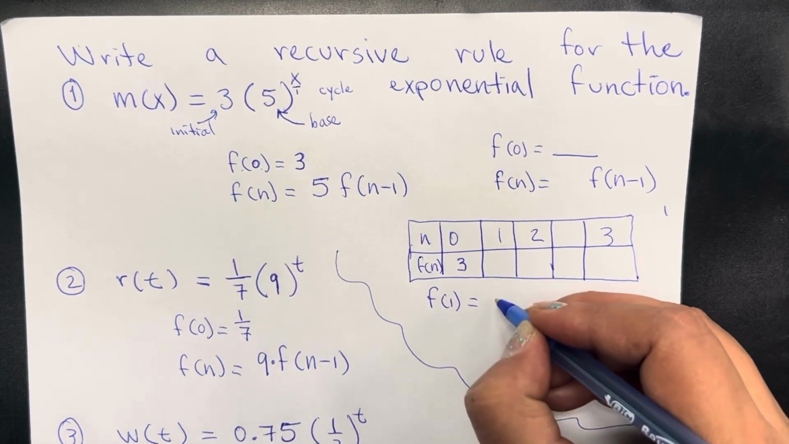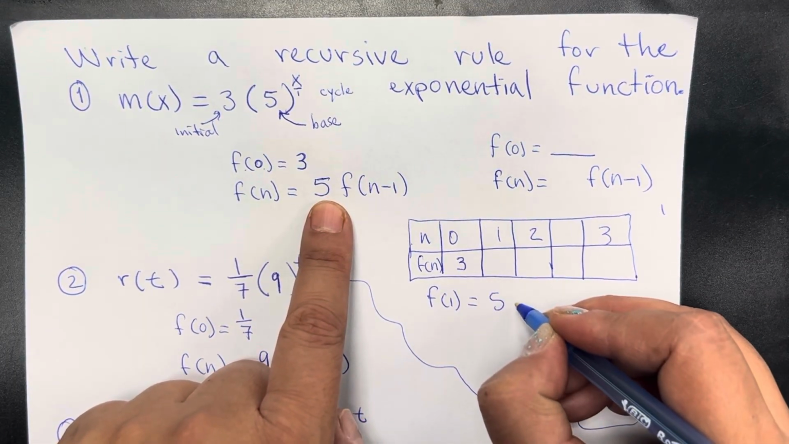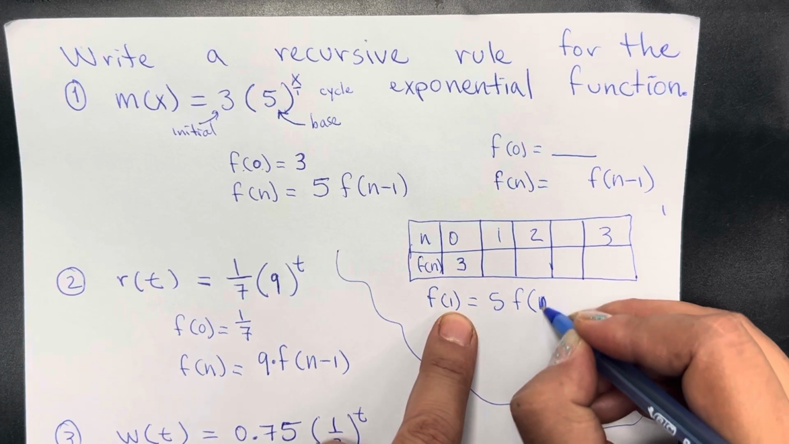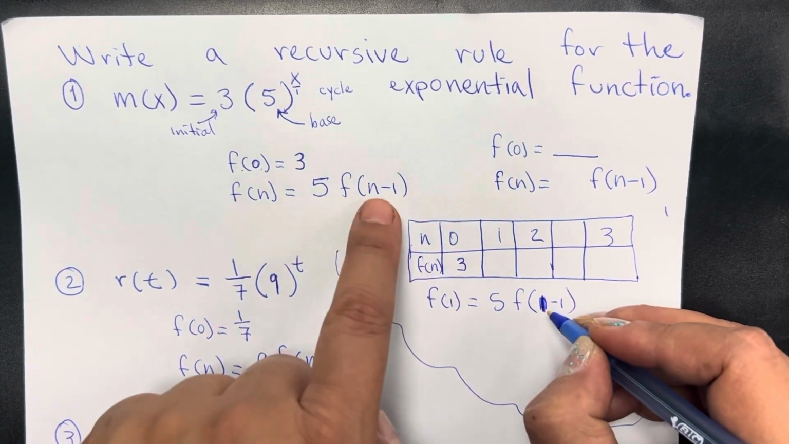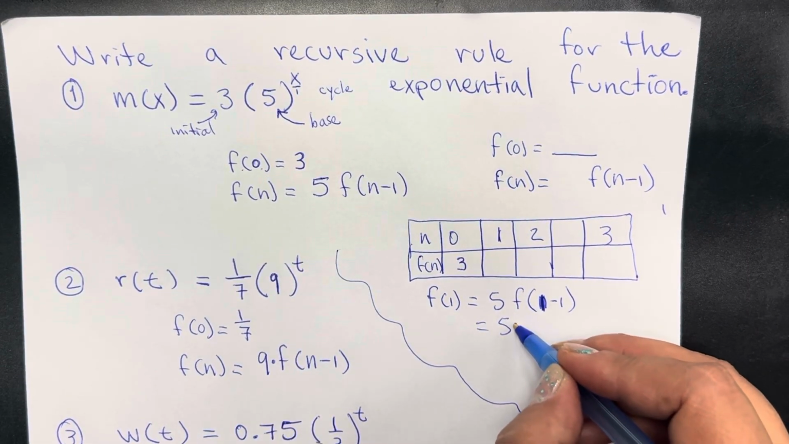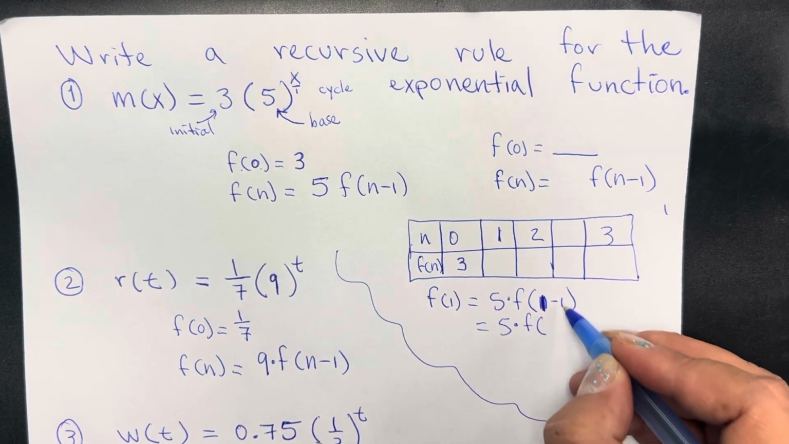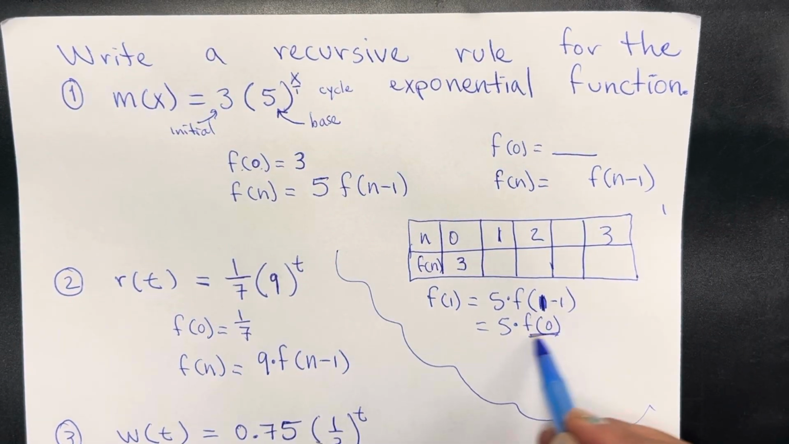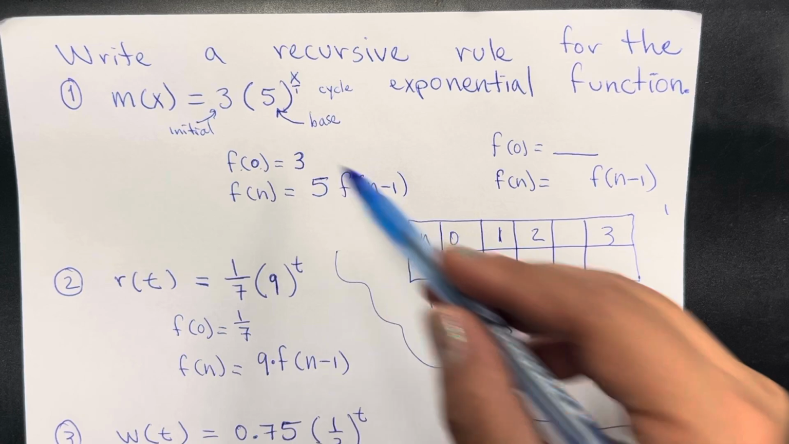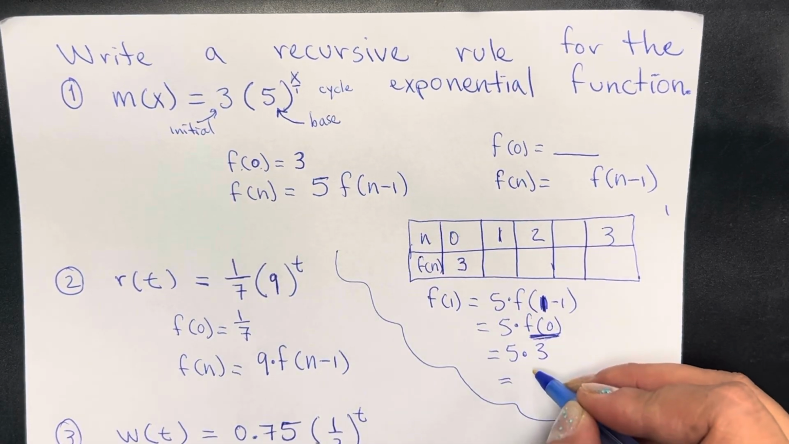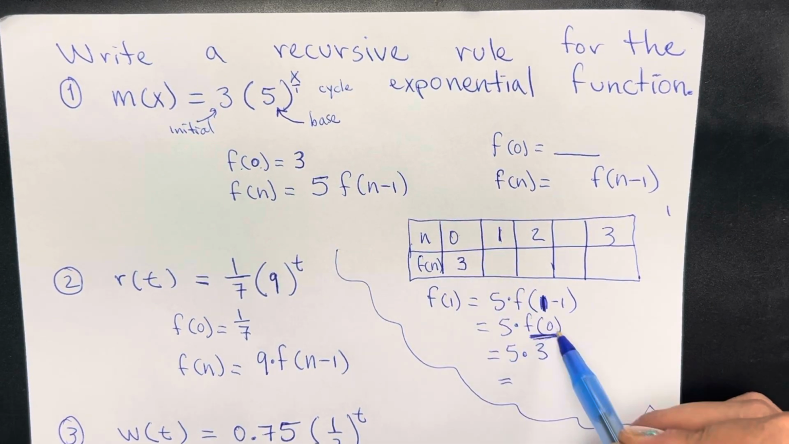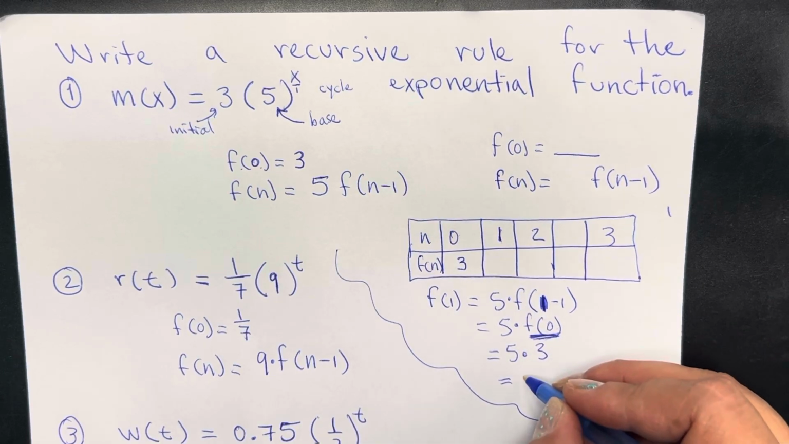F of 1 is equal to 5 multiplied by f of n minus 1. N is 1, minus 1. I should replace that n by the one that I'm looking for. So it's going to be 5 times, right? This means times. F of 1 minus 1 is 0. And what is f of 0? Well, 5 times f of 0. F of 0 is equivalent to 3, and it just means multiply 5 times the previous one, right? When you're looking for 1, we look at the previous one, which is 0, f of 0. And so it's going to be 15.